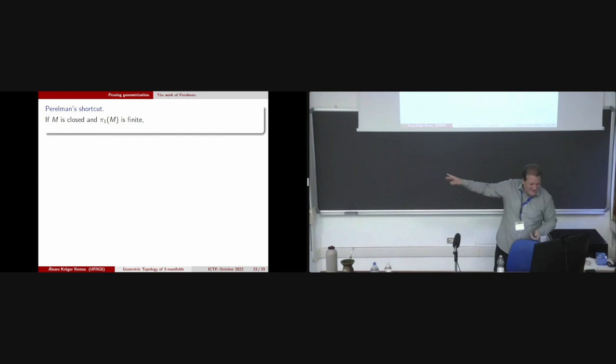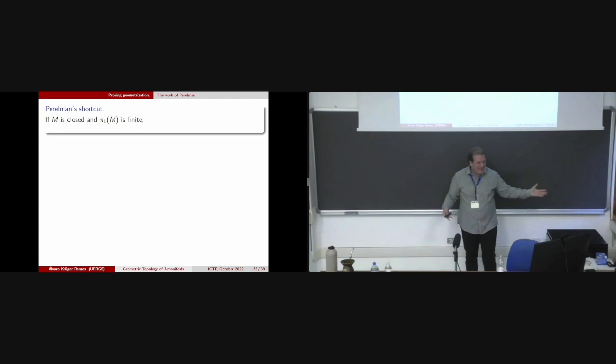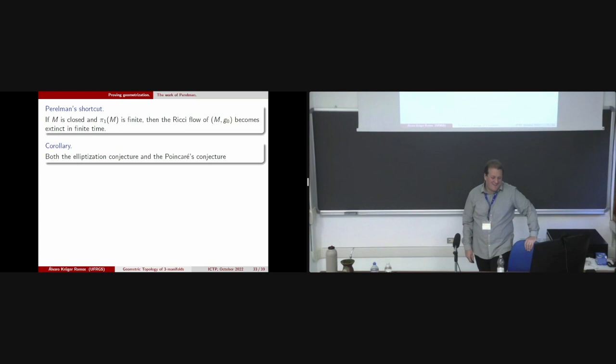Just look at the hypothesis. You know where this is going, right? If M is closed and pi 1 of M is finite, then the Ricci flow becomes extinct in finite time. That's what you were expecting? All right, but let's make a corollary. The elliptization and the Poincaré conjecture are true. Just because of this shortcut.